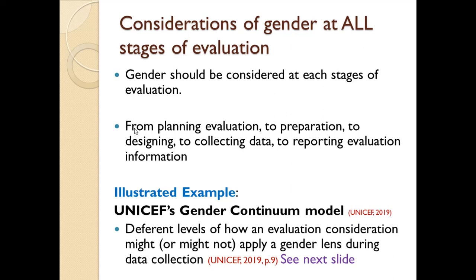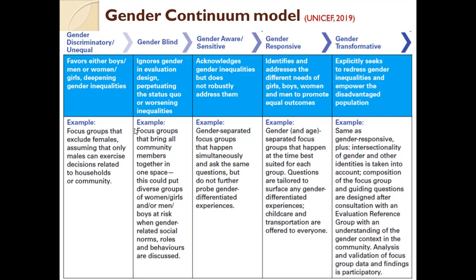So UNICEF gives us some example which is illustrated, that for instance, considerations at different levels of how evaluation might or might not apply a gender lens during data collection. So this illustration is just looking at the data collection phase only, but we are saying that all other evaluation processes should be able to consider gender issues. So this is just an example regarding application of gender during data collection.